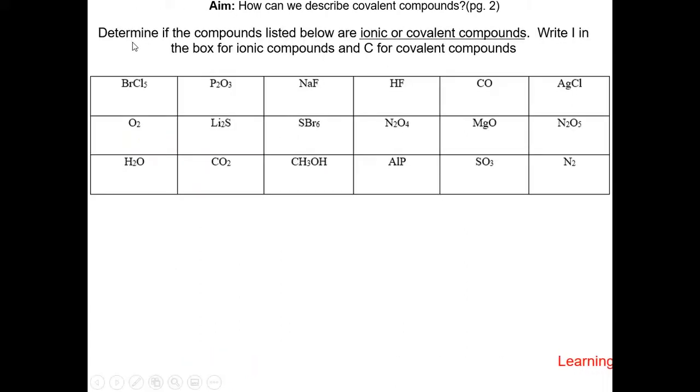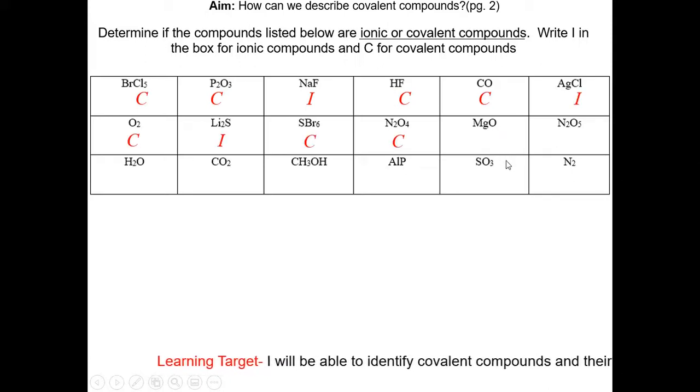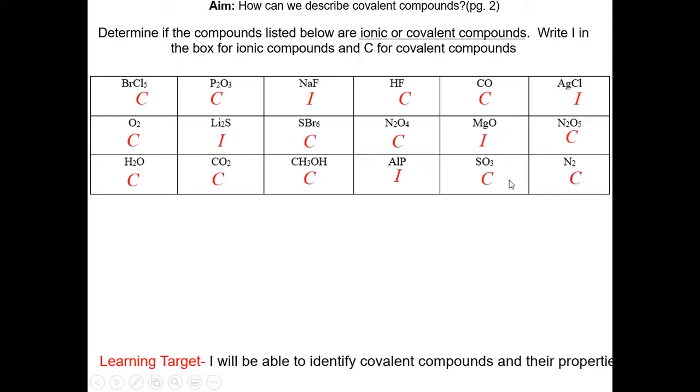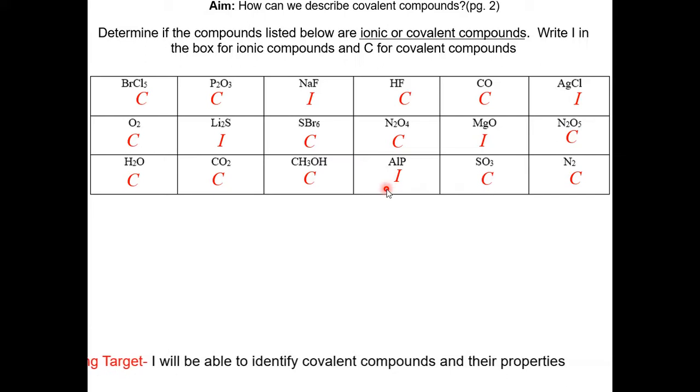So now I want you to determine which of the following are ionic or covalent compounds. Write I for ionic and C for covalent. So pause the video and resume once you complete it. Okay, so here are the answers. C means covalent, I means ionic. So if you see a metal and a nonmetal, that's ionic. If you see only nonmetals, that's covalent.